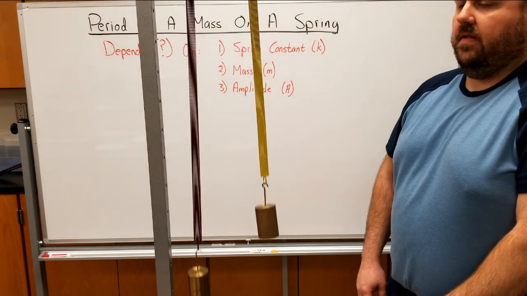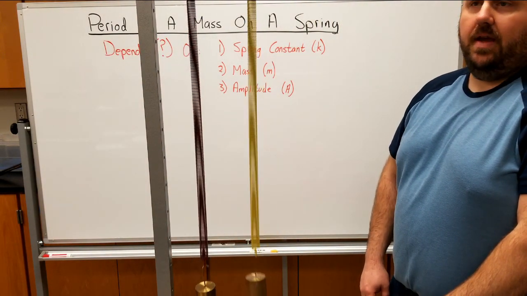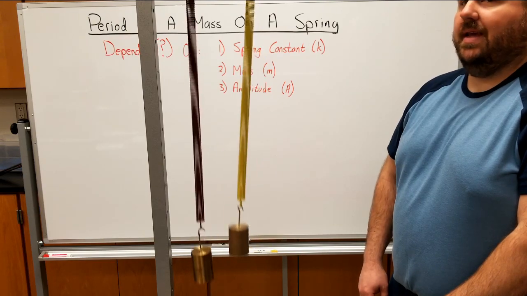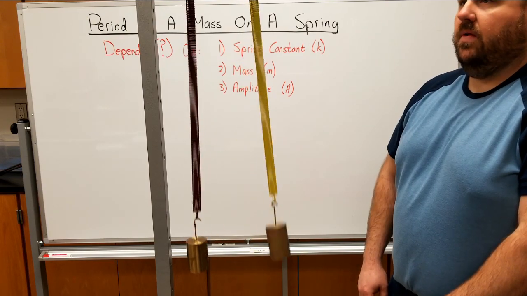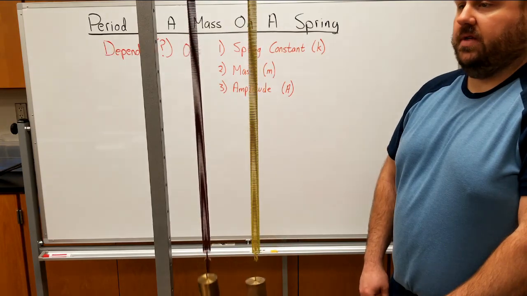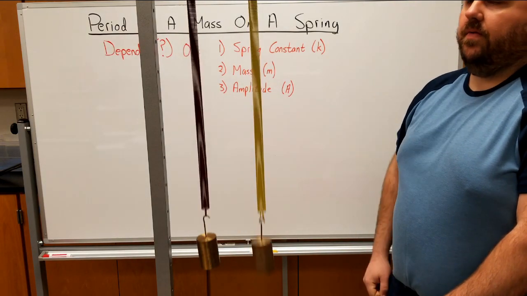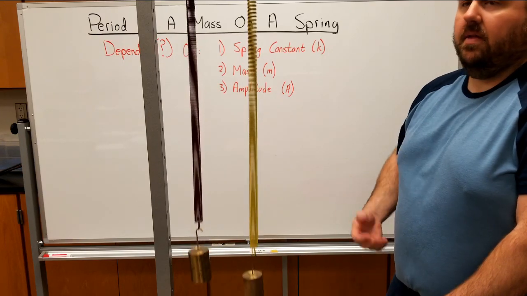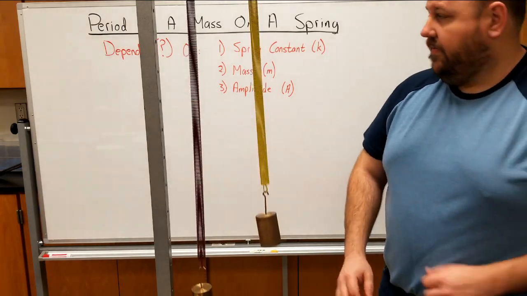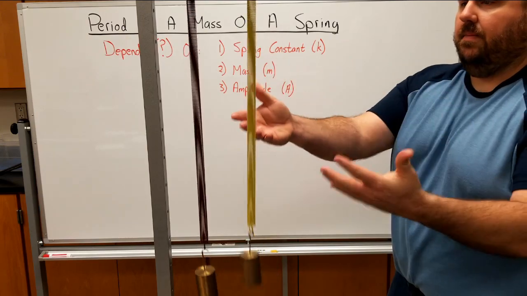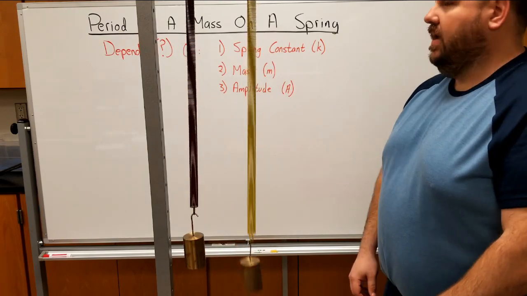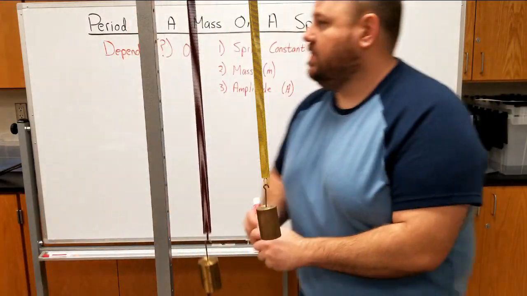So hopefully you can see that the period of oscillation is shorter for the yellow spring. The yellow spring has a higher spring constant, which leads to a shorter time period. The spring is stiffer, so it pulls towards equilibrium with more force for a given displacement than the red spring does. So the first factor that affects the time period for a mass on a spring is the spring constant.